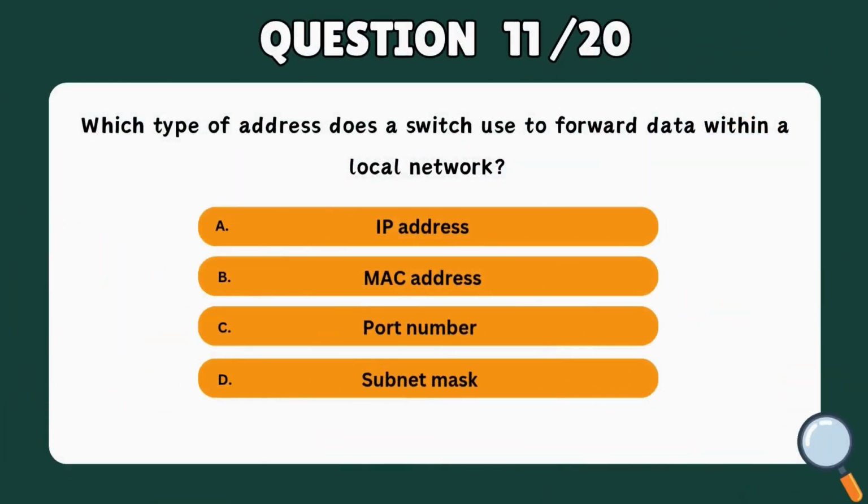Question 11. Which type of address does a switch use to forward data within a local network? A. IP address. B. MAC address. C. Port number. D. Subnet mask. Correct answer: B. MAC address.